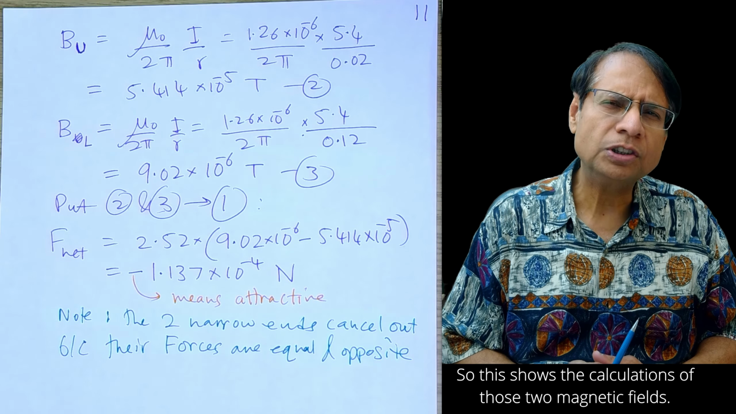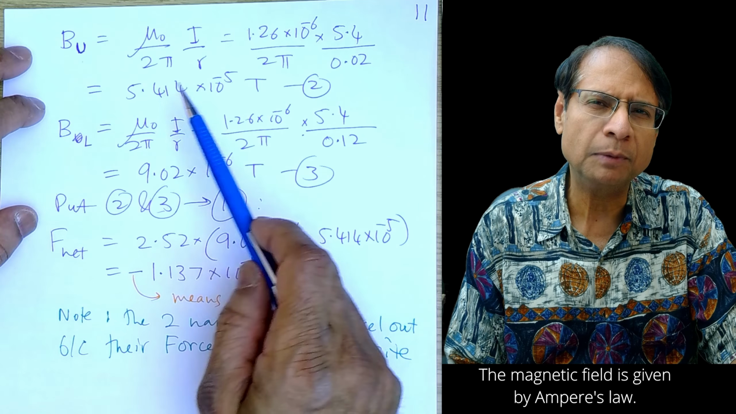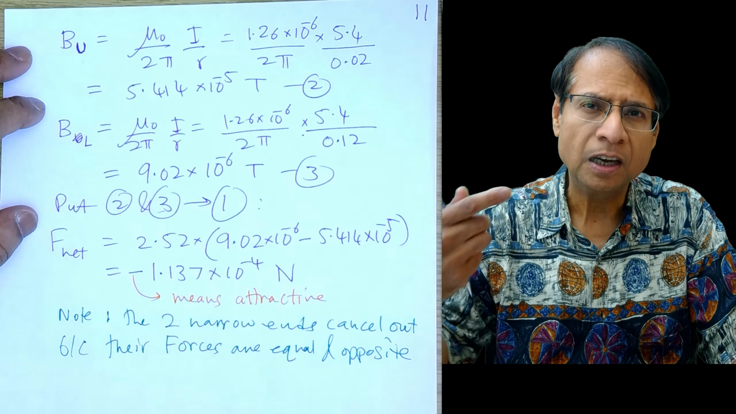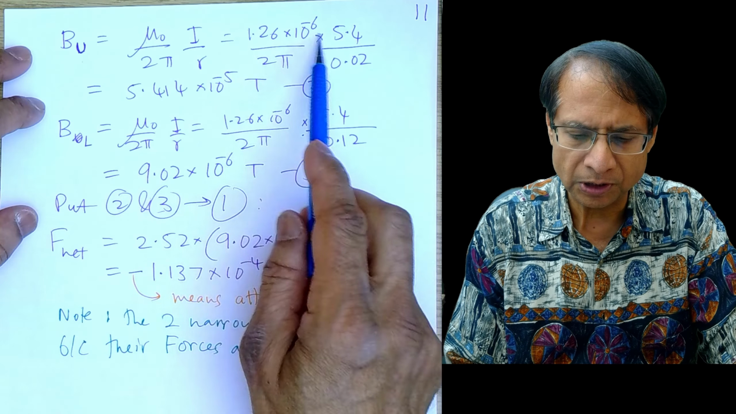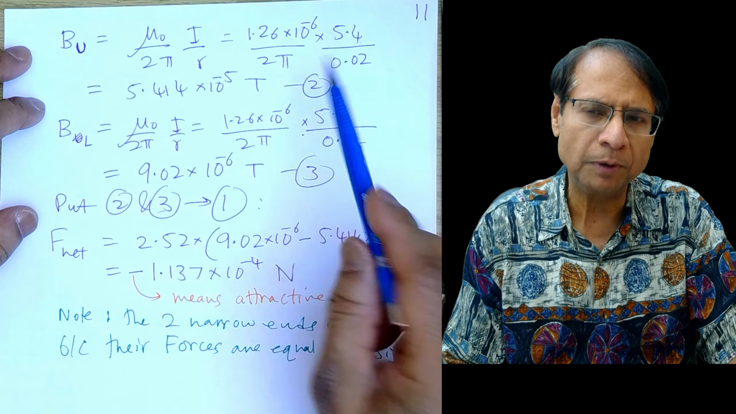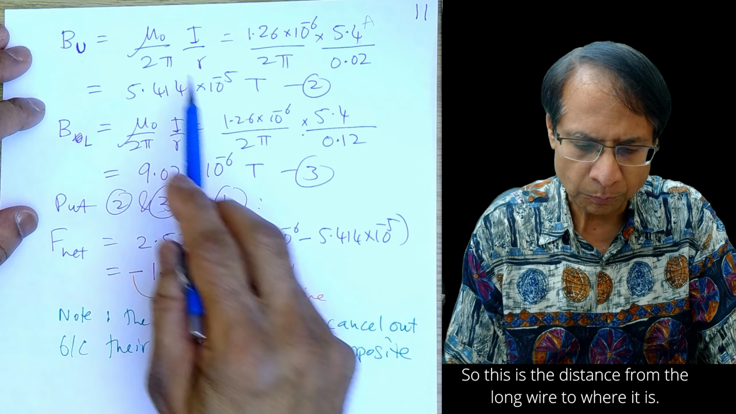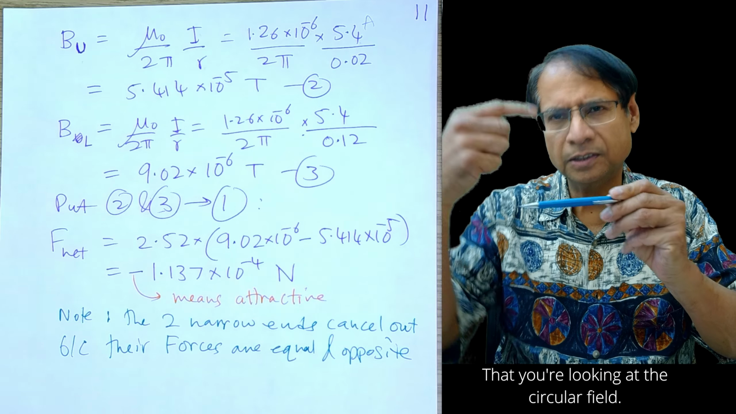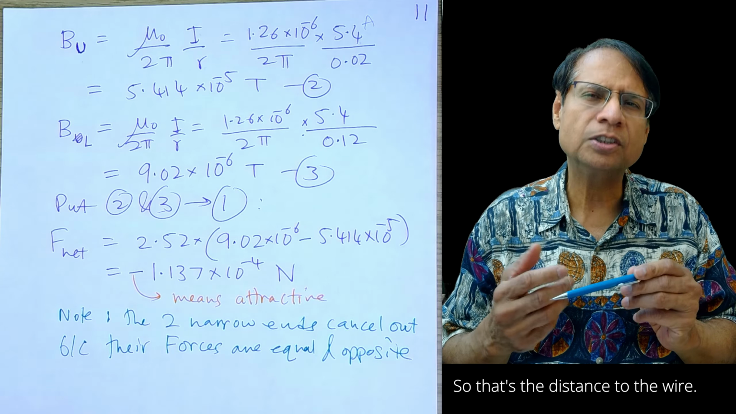This shows the calculations of those two magnetic fields. The magnetic field is given by Ampere's law. You have a long straight wire, and the magnetic field is in the form of rings. How strong? Mu 0 I over 2 pi r. Mu 0 is just a universal constant, 1.26 times 10 to the minus 6. The I is 5.4 amperes, which was given. And then r is the distance from the long wire to where you're looking at this circular field, so that's the radius, the distance to the wire.